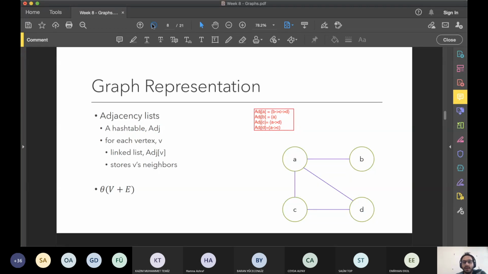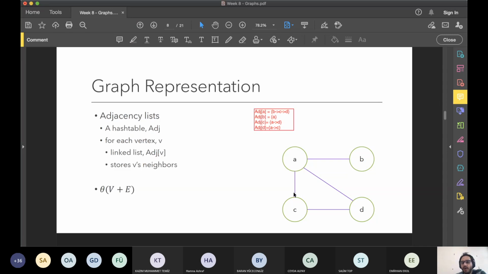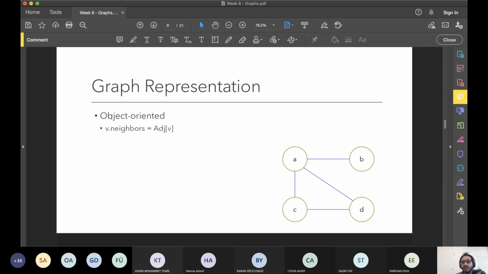Because this is unordered. If it were ordered, and we had only one way to store it, then it would be just the number of vertices plus the number of edges. So this is how we can represent a graph with the edges in a list. And second, we can do this in an object-oriented fashion. It is simple, like v.neighbors. When we create a node, we can just say v.neighbors as the adjacency of v. It's actually the same, but in an object-oriented fashion. Like when we create vertex A, it is equal to, let's say, a new vertex in object-oriented fashion.